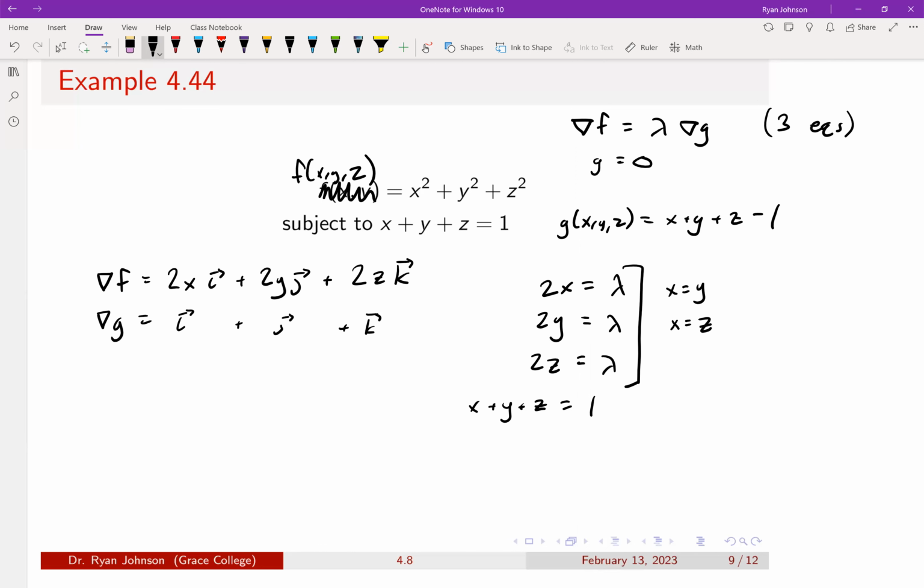So then I can substitute in here and I get x plus, instead of y, I've got x, plus instead of z, I've got x equals 1. So then x equals 1/3. That means that the other ones are equal to 1/3.